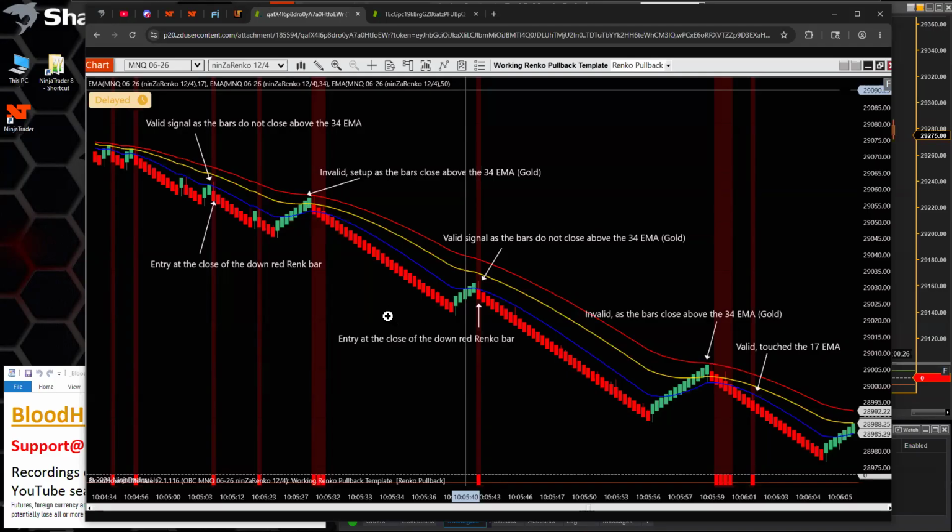We can also see that sometimes all we need is just a wick to touch the fastest moving average, and that's good for a signal as well. So that's the question at hand. Give me a moment here to set up my chart, and then we'll start building this out in Bloodhound.